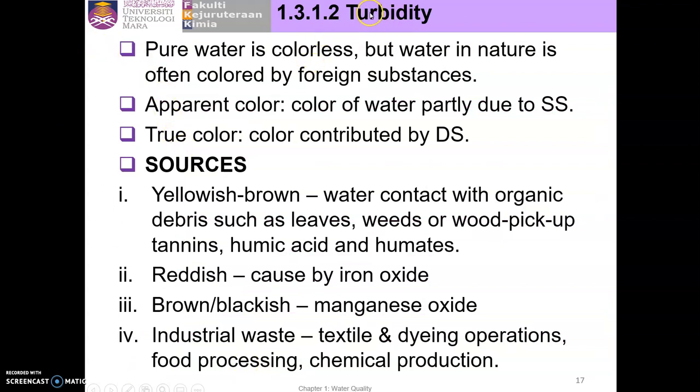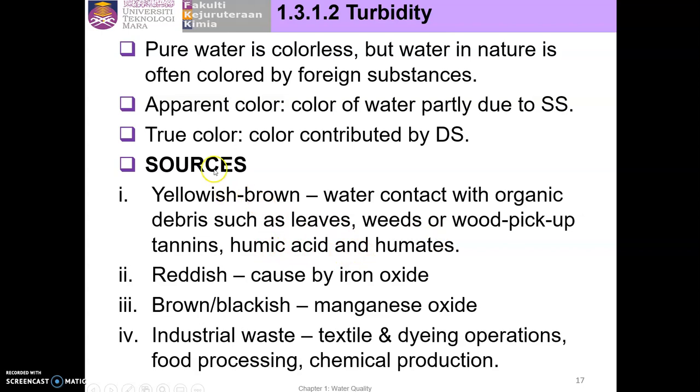Okay, yang ni you tukar, this is not turbidity, this is color. So color, pure water is colorless, but water in nature is often colored by foreign substances. So sources of color, yellowish to brown. So basically kalau color dia about yellow to brown, so the water maybe had contact with organic debris such as leaves, weeds, or would pick up tannins, humic acid, and humates.